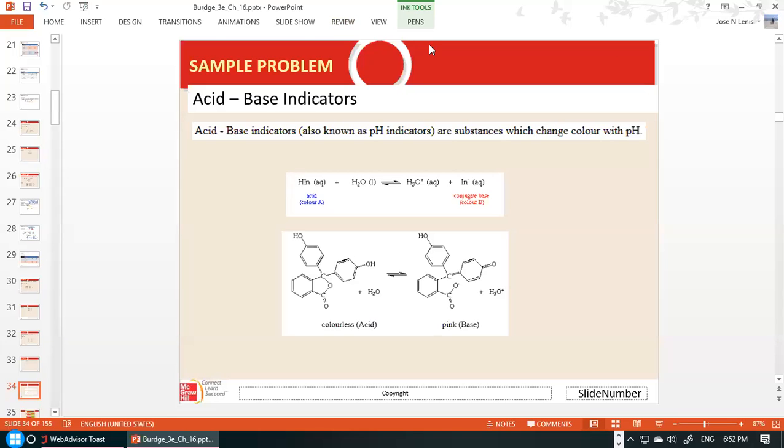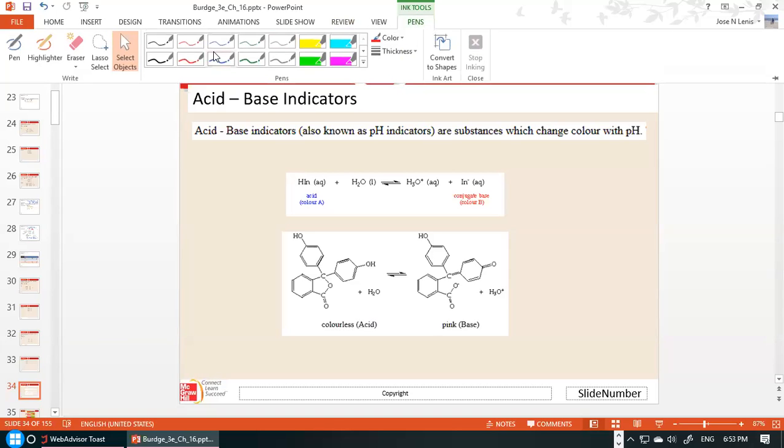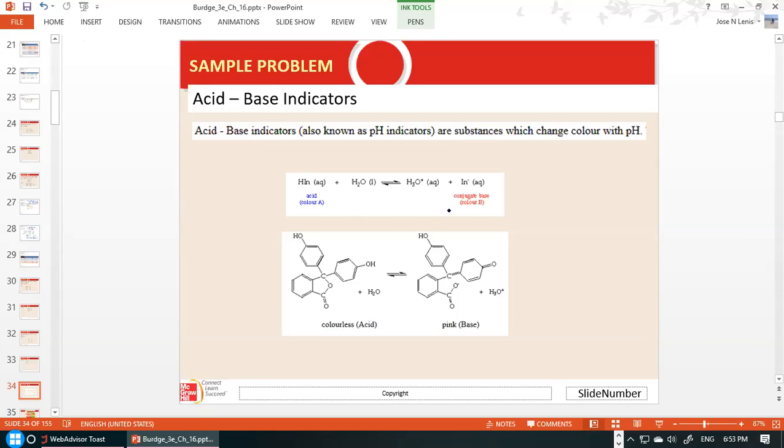Let's continue with acid-base indicators. Acid-base indicators, known also as pH indicators, are chemical species that change color with pH. This is a representation of what happens with the indicator when such indicator is present in acidic or basic solution.